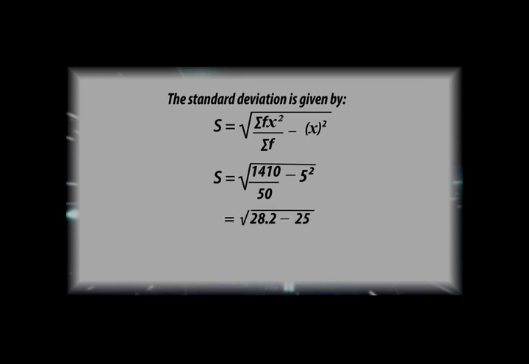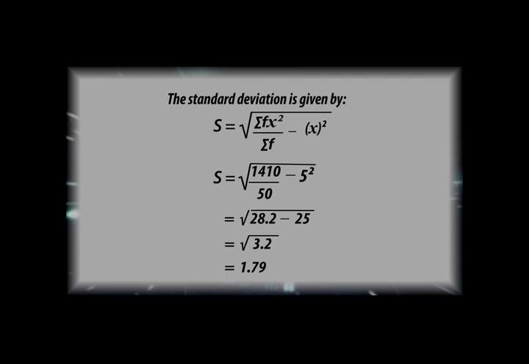Now, the standard deviation, we put down the formula. And our formula here is the square root of sigma fx squared divided by sigma f minus x bar squared. Remember, you have to take the square root. We put in our values and we get the square root of 1,410 divided by 50 minus 5 squared, because our mean is 5. Now that gives us 28.2 minus 25. And we get the square root of 3.2, which gives us 1.79 as our standard deviation.